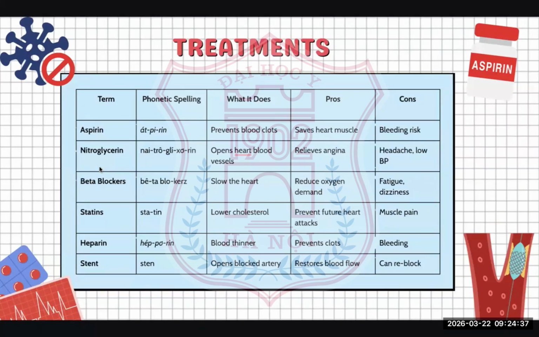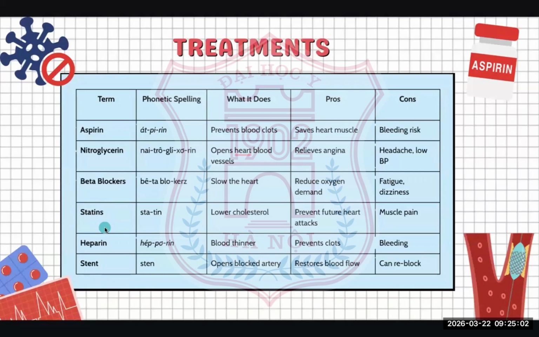And then next we have statins. So this one helps lower the blood cholesterol level, and it helps us prevent future heart attacks. So like less of the clotting of the blood vessels. And then the con is that it may cause muscle pain.